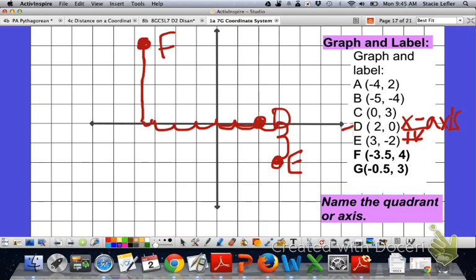Okay, G, you would have went to negative half, and then up 3. 1, 2, 3. And there's letter G. Both of those are in quadrant 2.